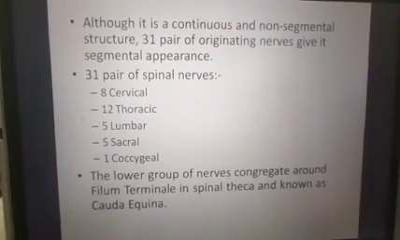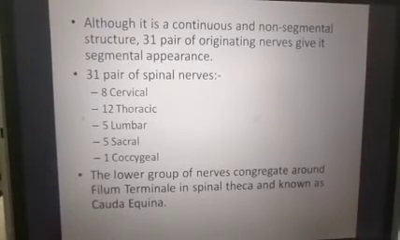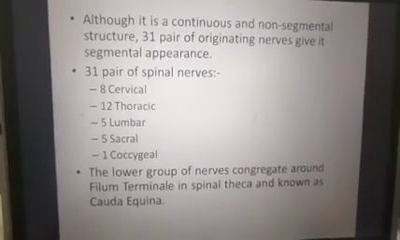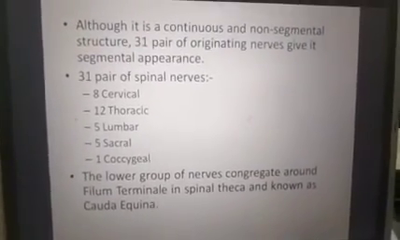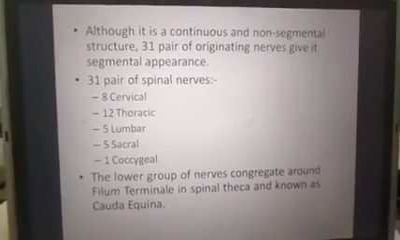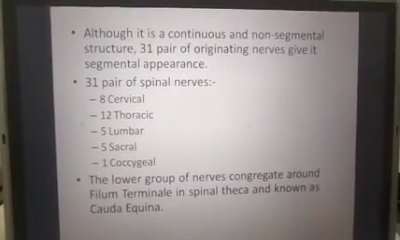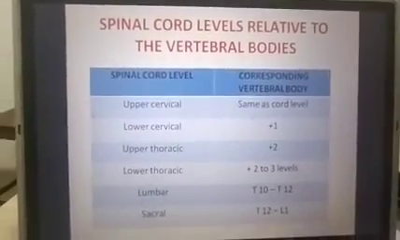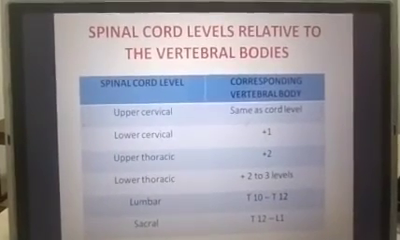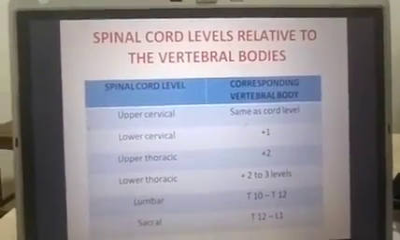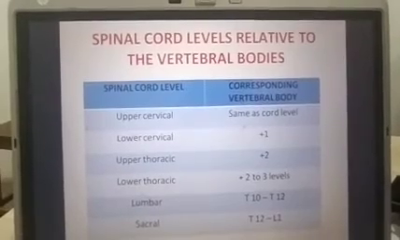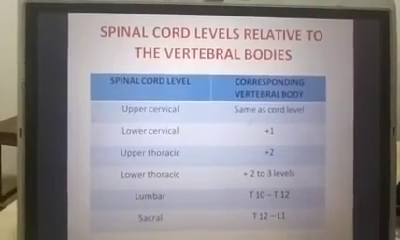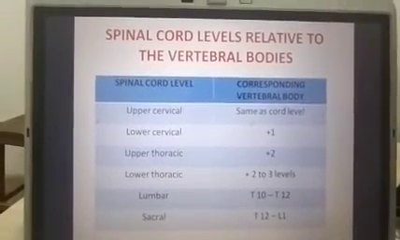Although it is a continuous and non-segmental structure, 31 pairs of originating nerves give it a segmental appearance, that is 8 cervical, 12 thoracic, 5 lumbar, 5 sacral and 1 coccygeal. Lower group of nerves congregate around the filum terminale in the spinal theca, known as cauda equina. And this is the spinal cord level, and the corresponding vertebral body has to be identified. Upper same as cord level, lower plus 1, upper thoracic plus 2, lower thoracic plus 2 to 3, and lumbar T10 to T12 and sacral T12 to L1.